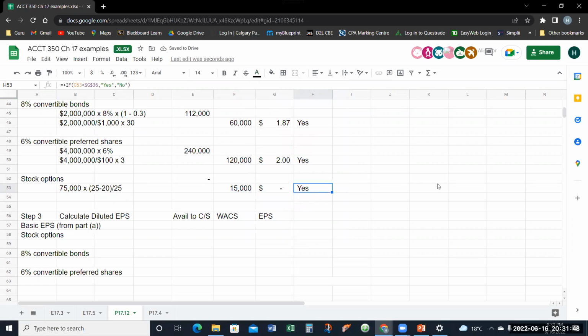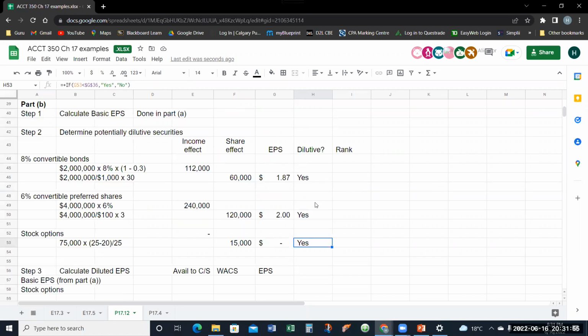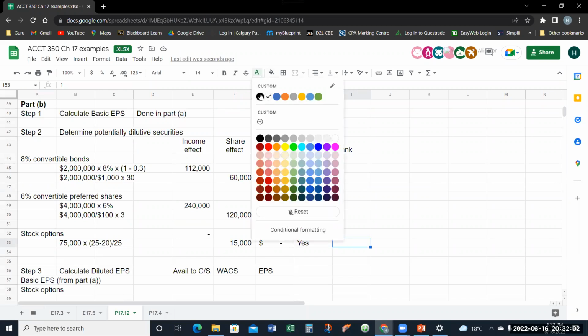Written stock options, as long as they're in the money, are going to be dilutive. So I've got 3 securities, and they're all dilutive. Which one is the most dilutive? That's my stock options, hands down, right?